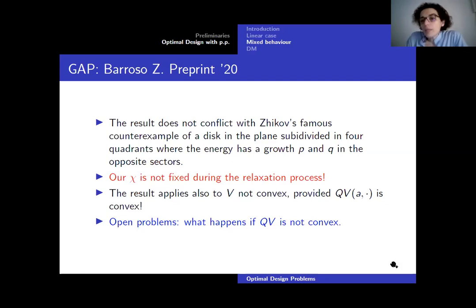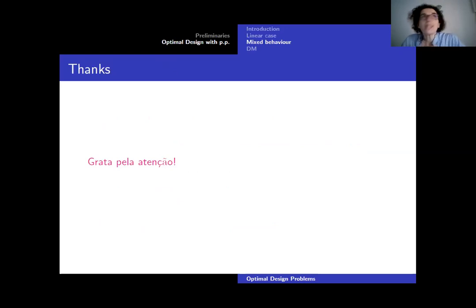Okay, and then the point is what happens when V is not convex, or even when its quasiconvexification is not convex. But this is another problem. So I stop here and I thank you very much for your attention.